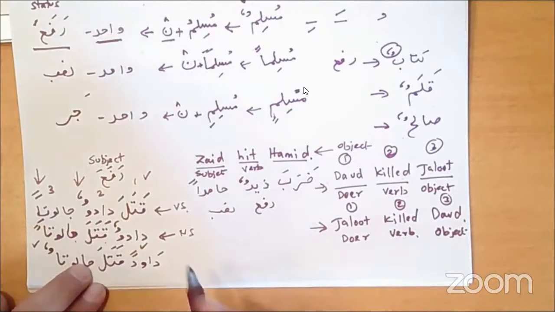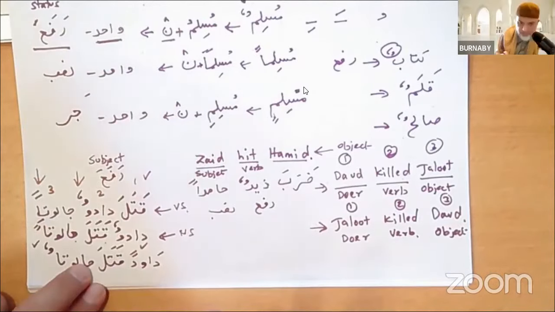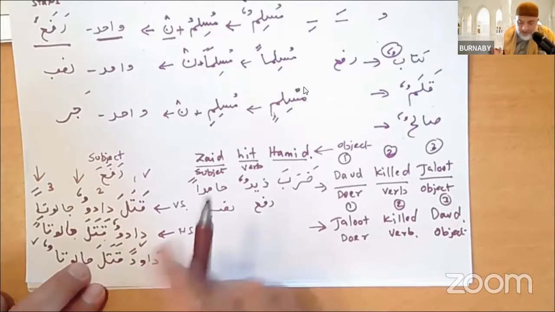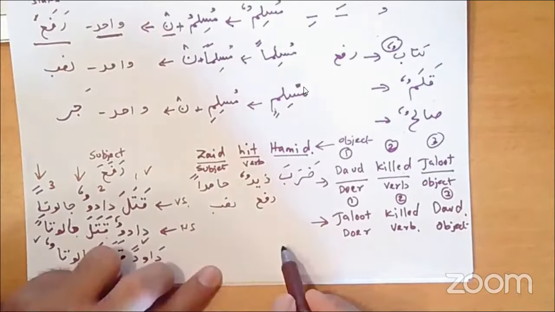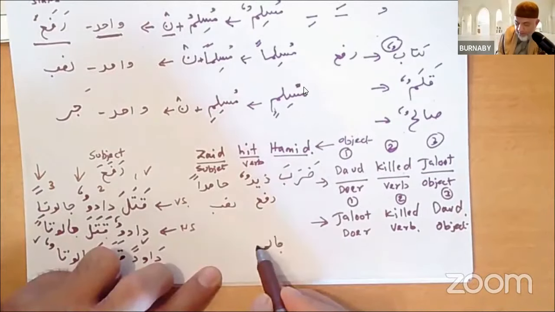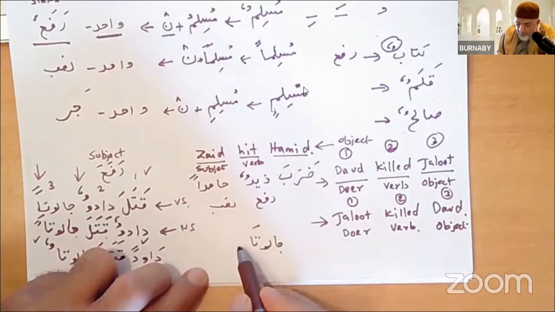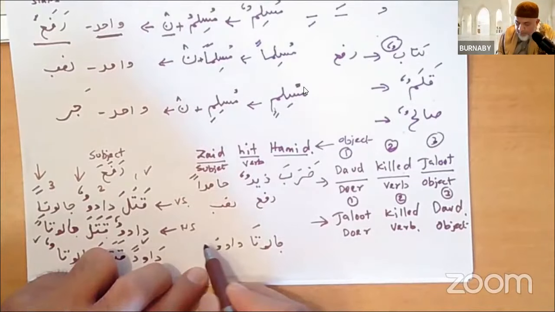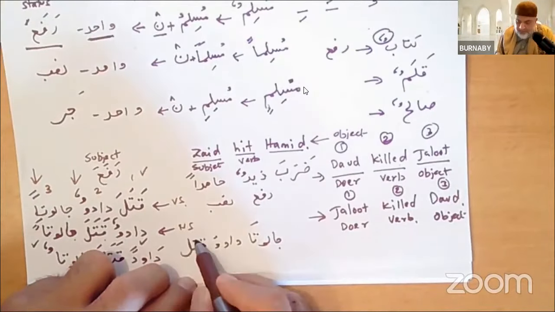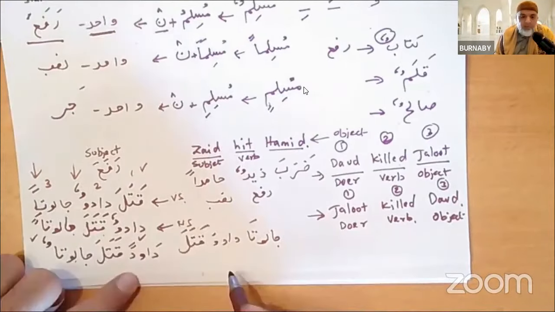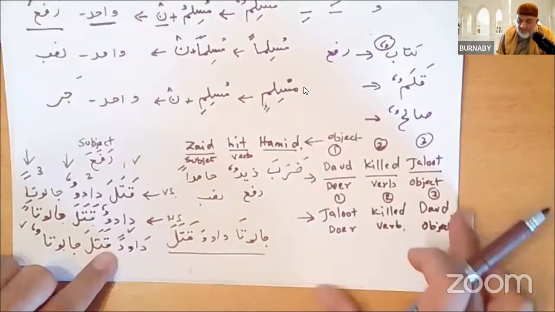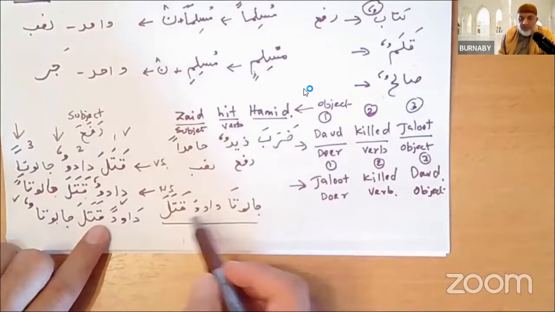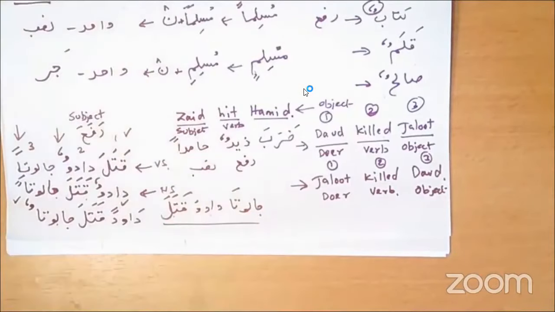But they are both sentences, doesn't matter. So this way can also be written like the second kind. If I say Jaluta Daudu qatala, now it doesn't make any sense. Of course this is not the proper way of writing it, but I can still get the meaning that Jalut is the one who killed Daud, or Daud is the one who killed Jalut. I see. Okay.